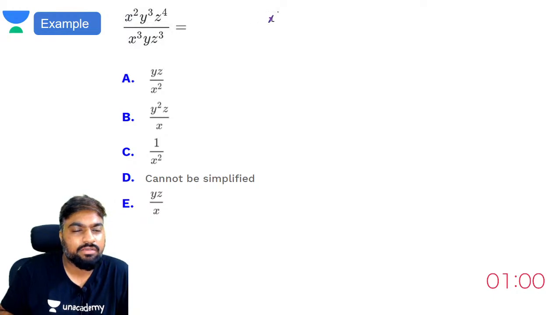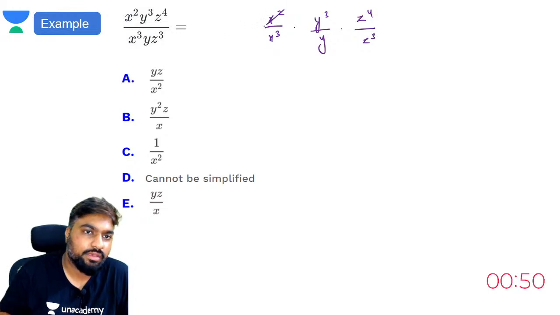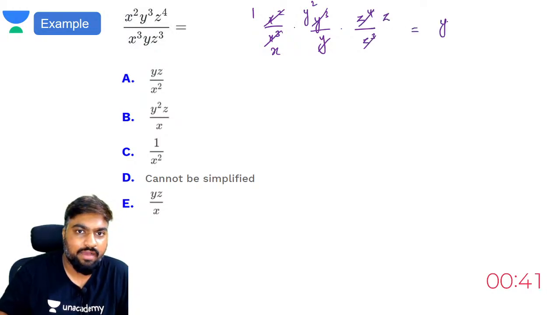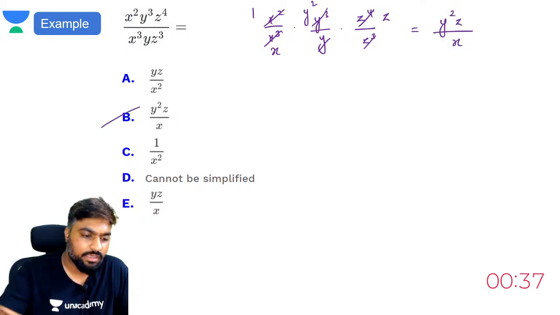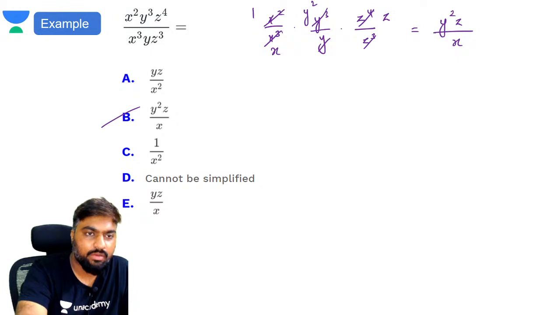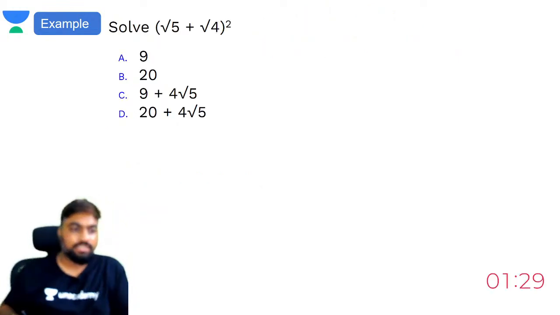Separate the variables. You have x square by x cube into y cube by y into z power 4 by z cube. Yes. So here you will be left with an x in the denominator, y square in the numerator, and a z in the numerator. So you have y square z by x. Yes, beautiful guys, very good, great going. Chalo, next question. Try this out now.